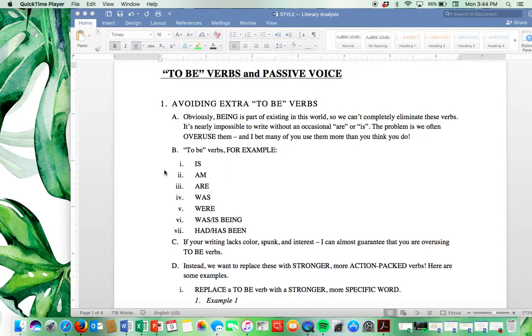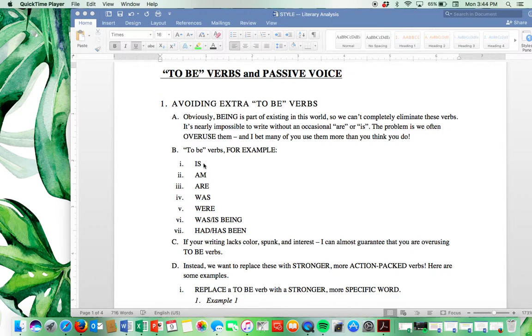So here's a couple of really common things that I see and ways to fix them that will make your writing be more concise, more clear, and more persuasive, which is always what you want with a literary analysis paper. The first thing that I like to look for are to be verbs. I've got a list of them right here. This is not an exhaustive list. This is just a few.